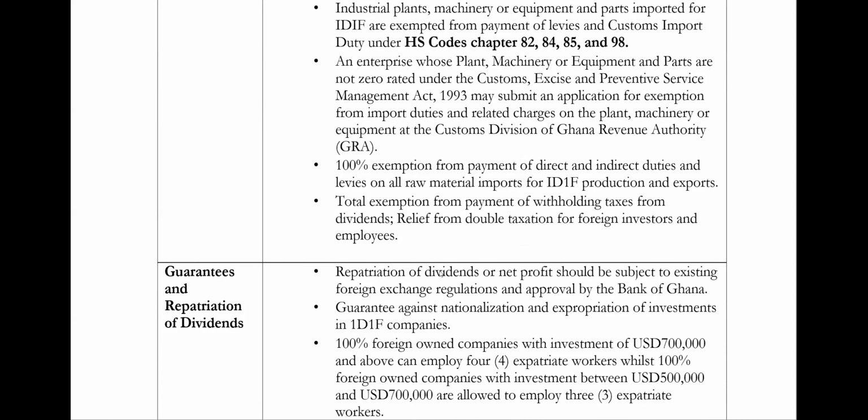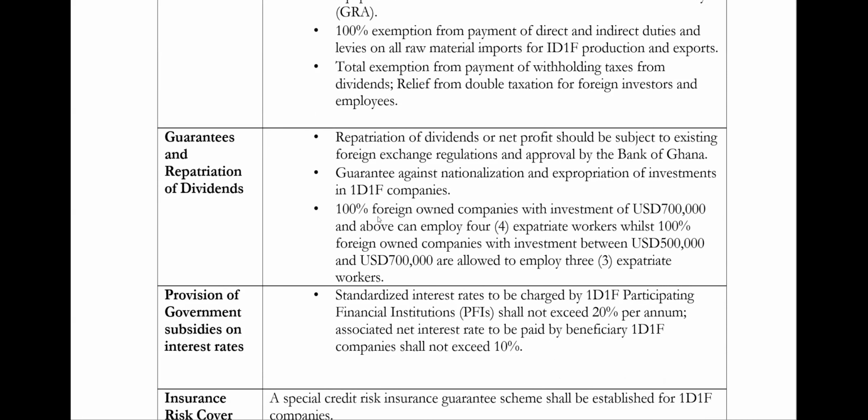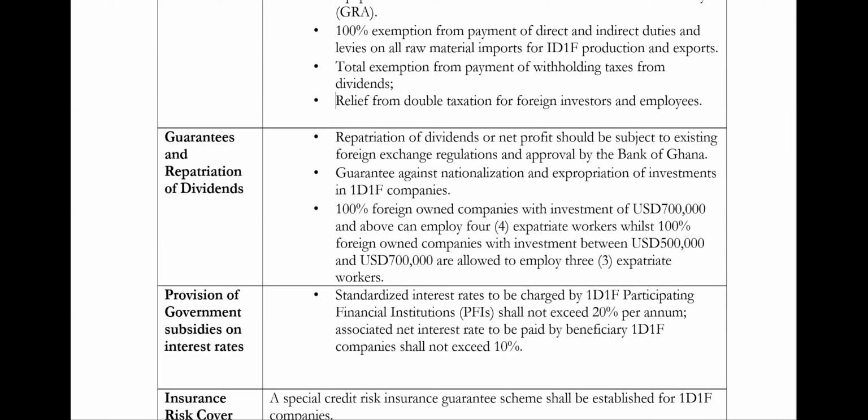Are we okay? And you have complete exemption from import duties. You have relief from withholding taxes, relief from double taxation, like what we saw in the free zones, for both foreign and local employees. Then we have guarantees and repatriation of dividends. You can repatriate dividends just like you get in the free zones. It's not just like the free zones, but they're still there. They have guarantees against nationalization of their properties and expropriation.